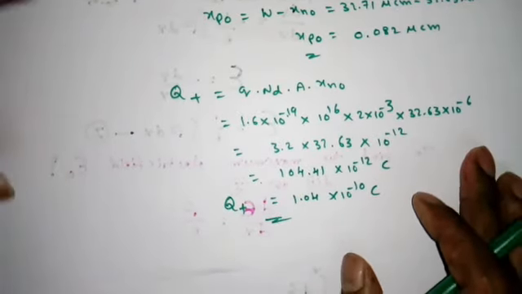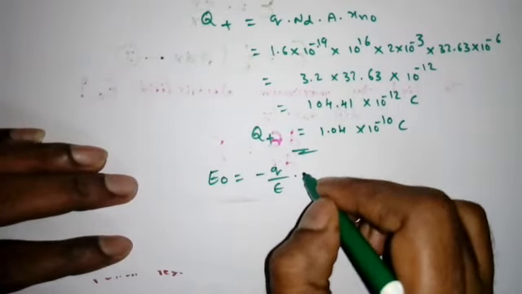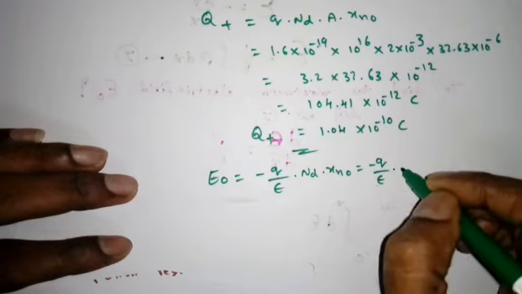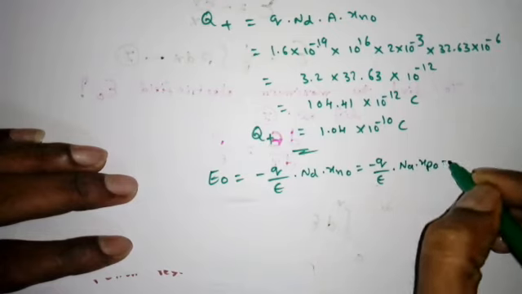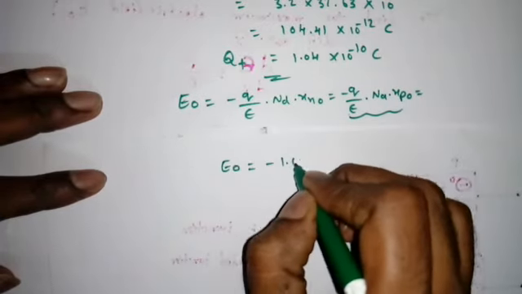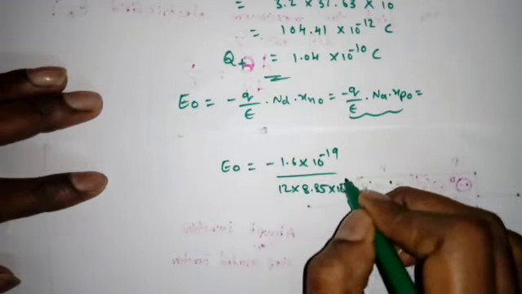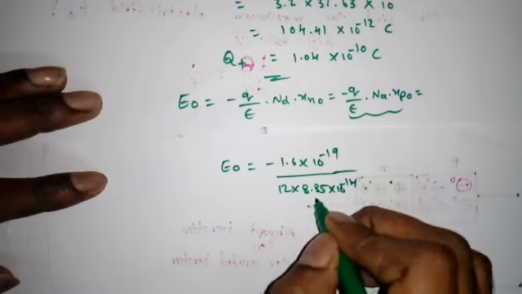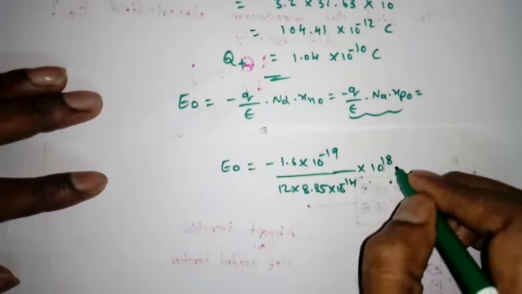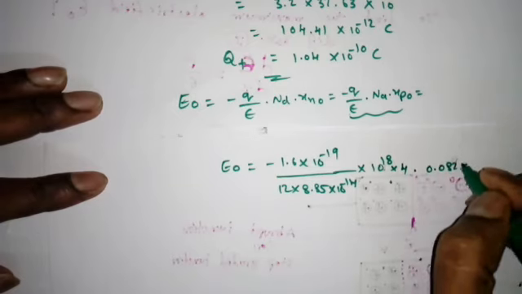Next one, what we need to find? The electric field, that is epsilon naught. What is the formula? Minus Q by epsilon into Nd into Xn naught, or minus Q by epsilon into Na into Xp naught. So here I will use this expression. So we'll see what value we'll get. Minus 1.6 into 10 to the power minus 19 by 12 into 8.85 into 10 to the power minus 14. This is epsilon r, this is epsilon naught, into Na, 10 to the power 18 into 4. So 4 into 10 to the power 18 is given, into Xp naught, that is 0.082 micro centimeter.